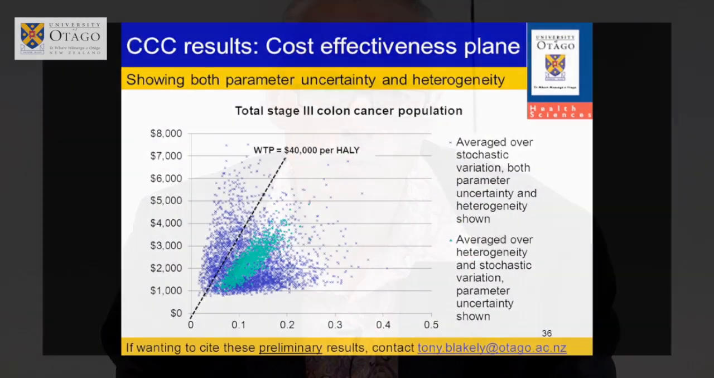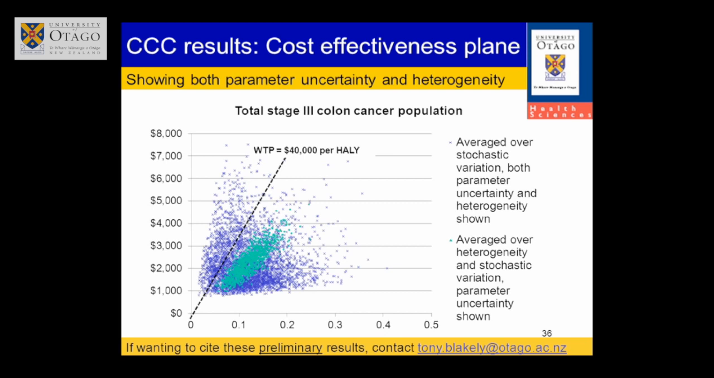Now, here's that cost effectiveness plane again. And now what I want to do is talk about heterogeneity. That's how the HALYs gained, the cost, and the ISA vary by your sex, age, ethnicity, and deprivation.